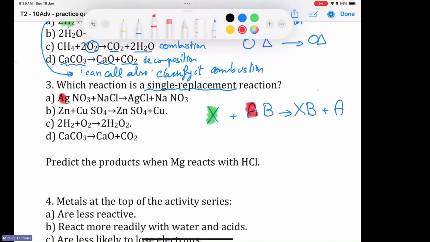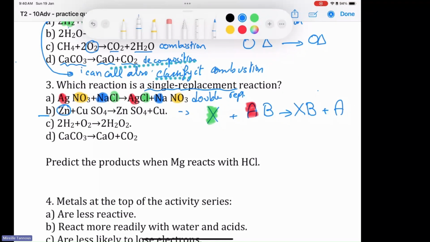Here I have always used color coding in the quiz. I have Ag and NO3, silver nitrate, and I have sodium and chloride. Chloride is the green and silver is the red. Sodium is the blue, nitrate is the yellow. I had red with yellow, blue with green. Now it is red and green, blue and yellow. This is a double displacement, not a single, a double replacement.